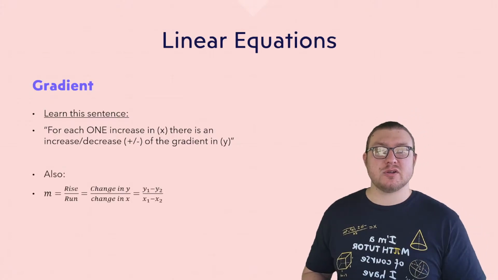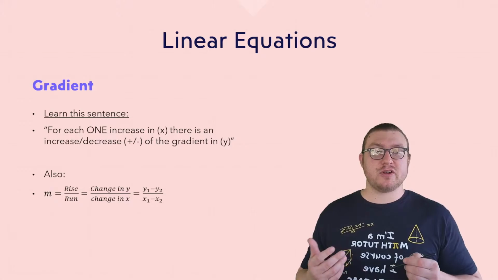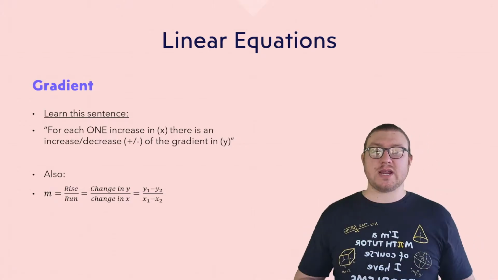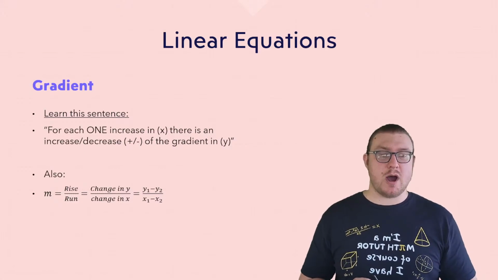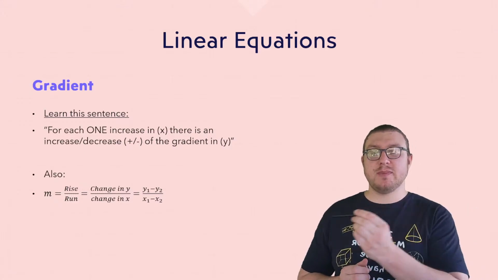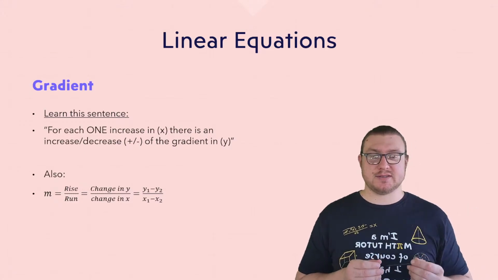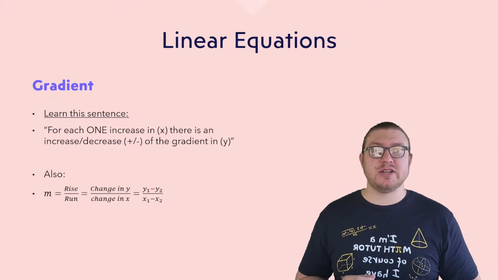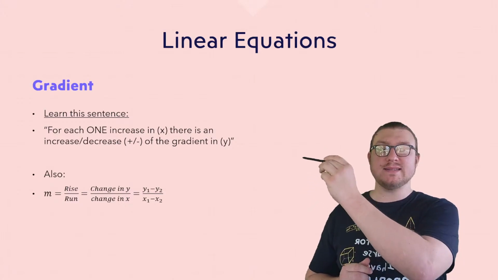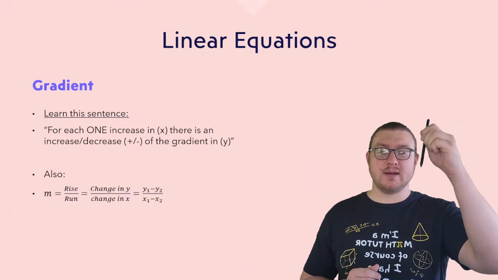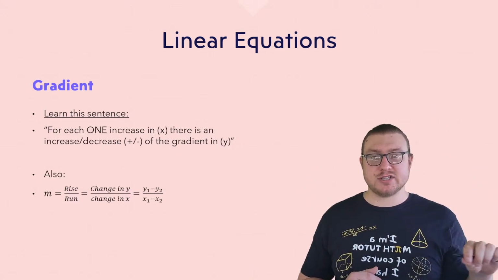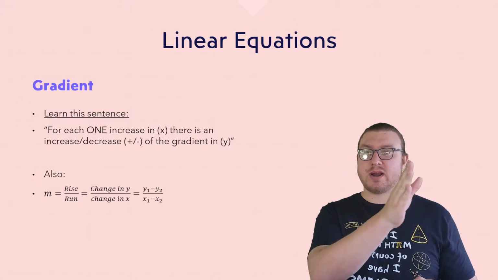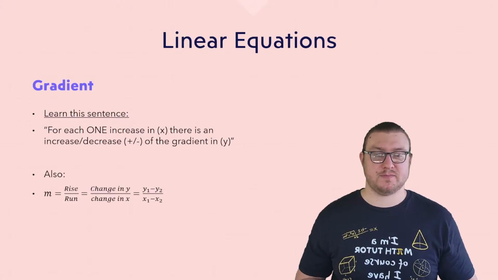Also, I recommend learning the rule that the gradient, m, is rise over run. Rise is going up and down, so it's the change in y. Run, if you're running from left to right, is the change in x. So from that, you should remember that you can get to this equation. Y is at the top because it's the change in y. X is at the bottom because it's the change in x. And then you just make sure that the numbers y1, x1, y2, x2 match.